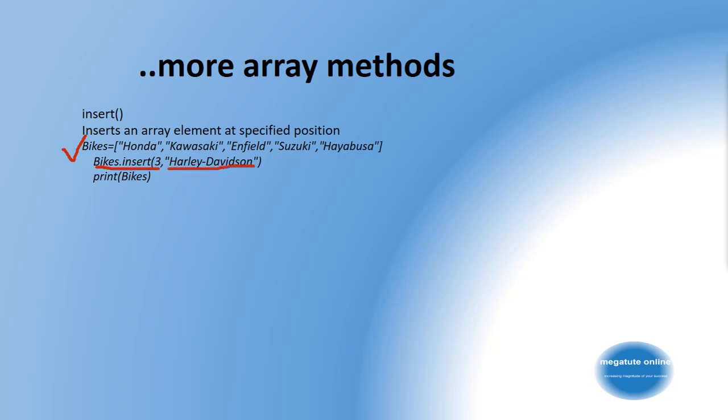So it is going to insert the Harley Davidson bike name in the third position. So 0, 1, 2, 3. Let's see. When you print the array, the output shall come somewhat like this. Okay, so here you observe that the new bike name, or new element of the array, has been introduced at the third position. So 0, 1, 2, 3. Okay, so the third position is where the new name has been inserted by the function insert.